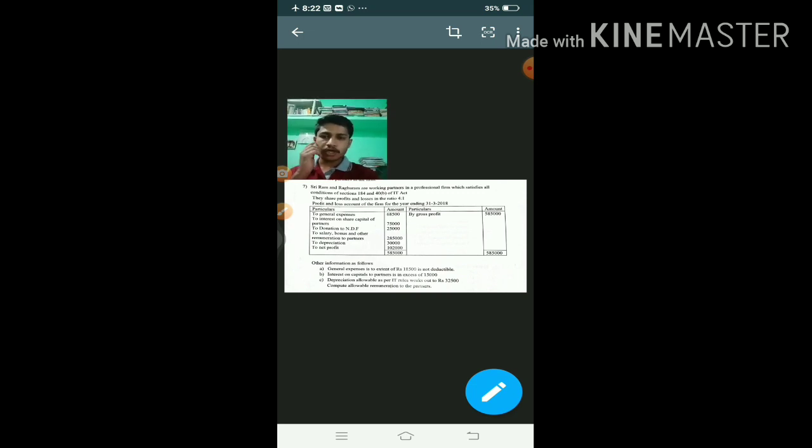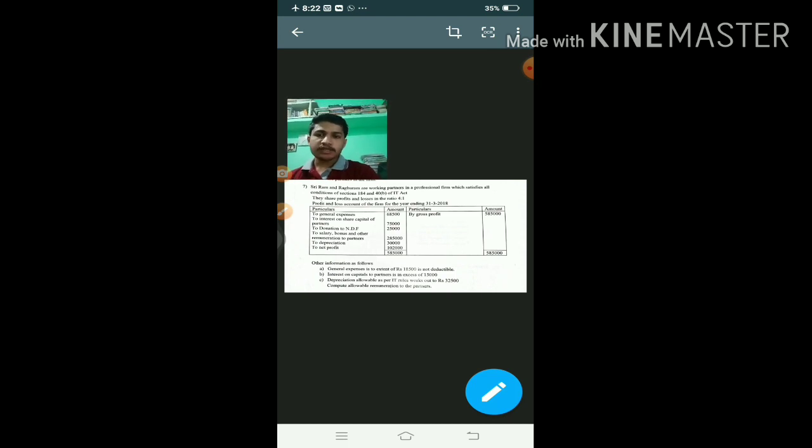Sri Ram and Raghuram are the working partners. They both are working partners, so they are eligible to claim deduction under section 40(b) from the book profit. They are partners of the firm which satisfies all the conditions under section 184 as well as 40(b). So they are eligible to claim deduction under section 40(b) under the book profit. They are sharing the profit and loss in the ratio of 4:1.